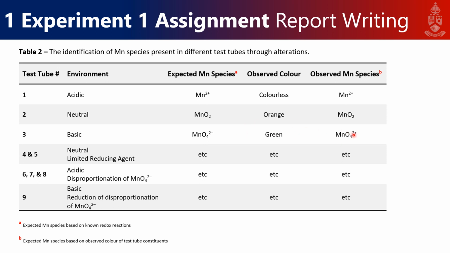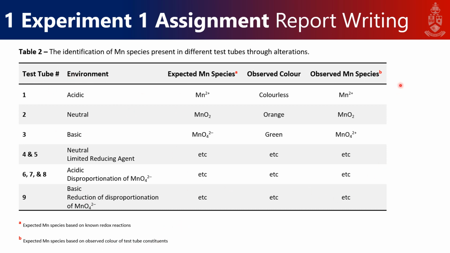So in other words, that's something I'm going to discuss in the discussion. I also make notes of what each of these mean. So expected manganese species based on known redox reactions. Observed manganese species based on the color observed in the test tube constituents.